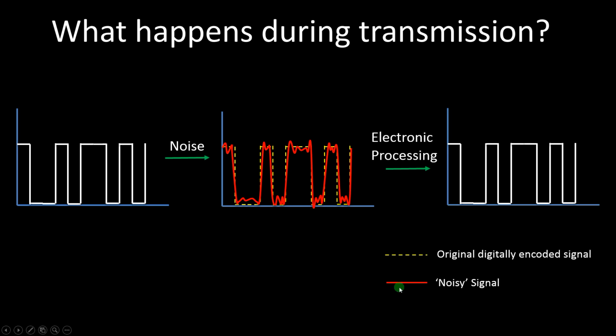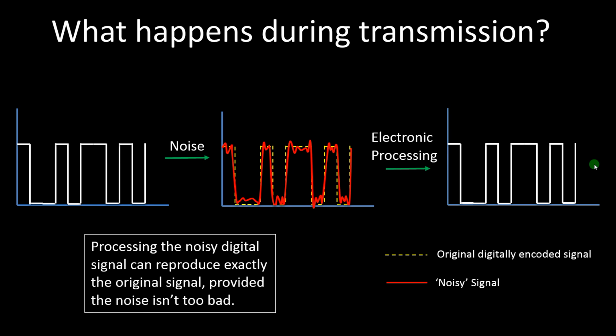And if you look, you can see now that on the left here, we have our original signal. On the right, we have our adapted signal, our reprocessed signal, our cleaned up one, and they are identical, right? So, in other words, we've overcome the noise. Okay, so processing the noisy digital signal can reproduce exactly the original signal, provided the noise isn't too bad.